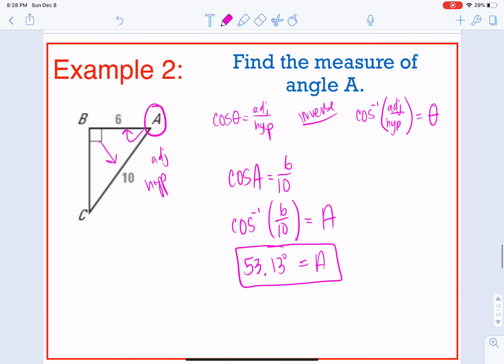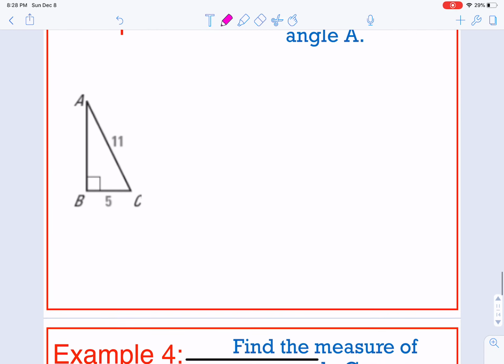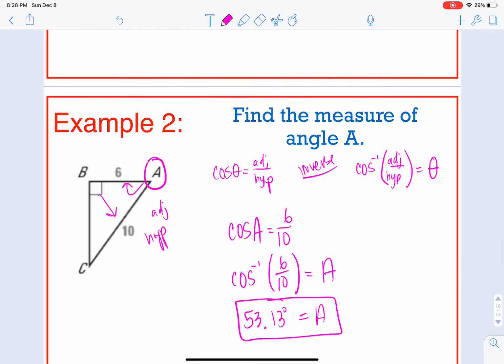So there are a few examples for you. There are a few more in the packet that's attached. You're welcome to go ahead and work through those. Other than that, there are some finding missing side lengths, finding missing angles, and some angles of elevation and angles of depression practice problems for you to work through for this section's homework.